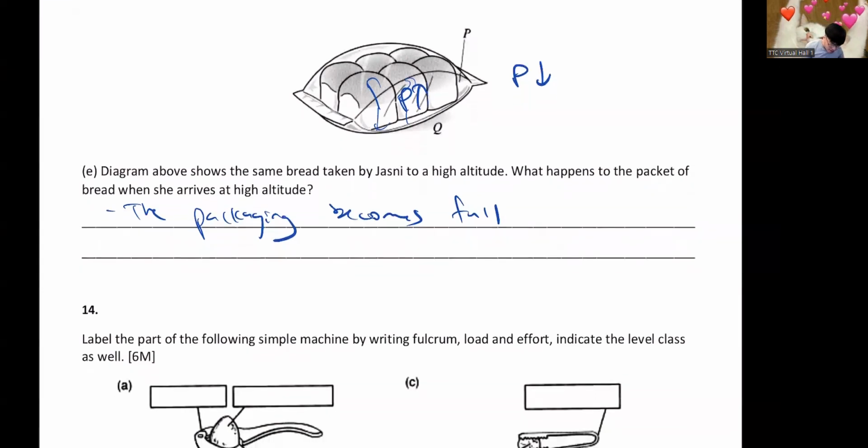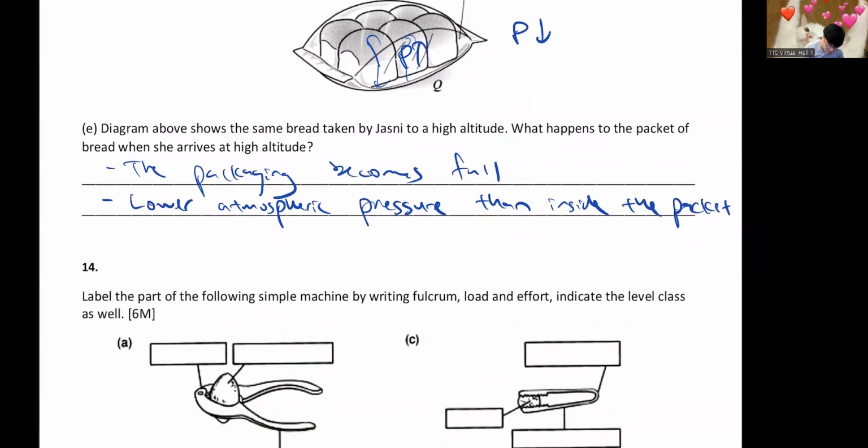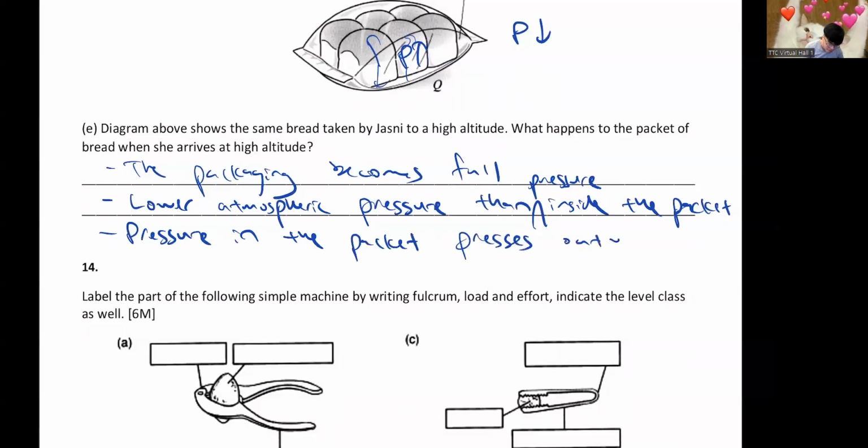Okay, so anyway, the packaging becomes full. So let's explain: because you have lower atmospheric pressure than inside the packaging, the packet, and pressure inside the packet, sorry, so now pressure in the packet presses outward. So now you have a tight packaging.